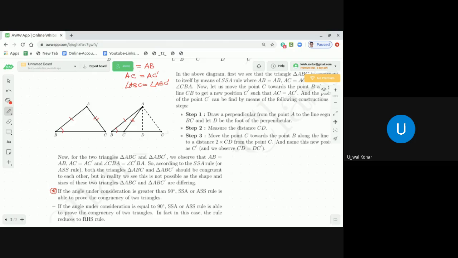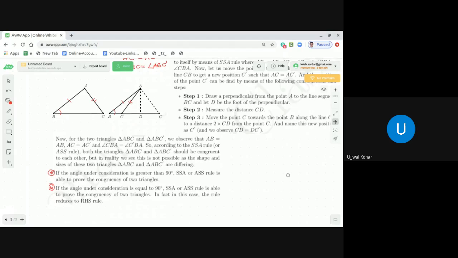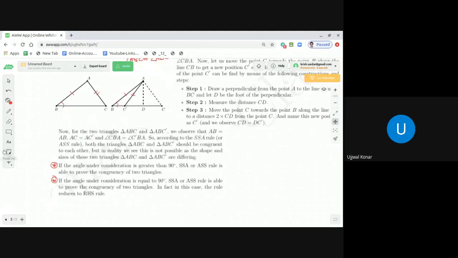And if the angle under consideration is equal to 90 degrees, then the SSA or ASS rule is able to prove the congruency of two triangles. In fact, in this case, the rule reduces to RHS. But if the angle under consideration is less than 90 degrees, which is the case here, you see that angle B is less than 90 degrees now. So what can we say? We can say that no, these two triangles are not congruent.